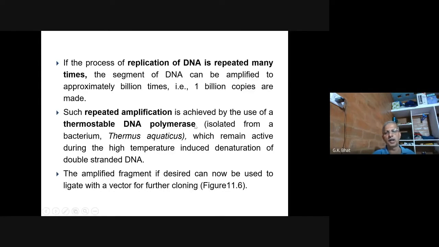Thermostable means it is stable at high temperature. The thermostable DNA polymerase remains active during the high temperature induced denaturation of double-stranded DNA. Even if it is subjected to high temperature, the two strands of the DNA get separated, and it enables us to get multiple copies of this gene of interest, but nothing happens to the enzyme because of temperature. Its quality is not affected. The amplified fragment, if desired, can now be used to ligate with a vector for further cloning.